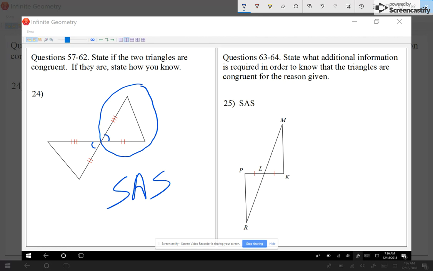Looking at number 25, I can mark this angle with this angle, once again, vertical angle theorem. Here it is stated what additional information is required to know that the triangles are congruent for the reason given. We want side angle side. The angle's already given, so I'm missing a side. I want the side to be in the middle. So I'm gonna say this side and this side. So I'm just gonna say ML, the side ML is equal to the side LR. The order of the letters does not matter. So RL or whatever.